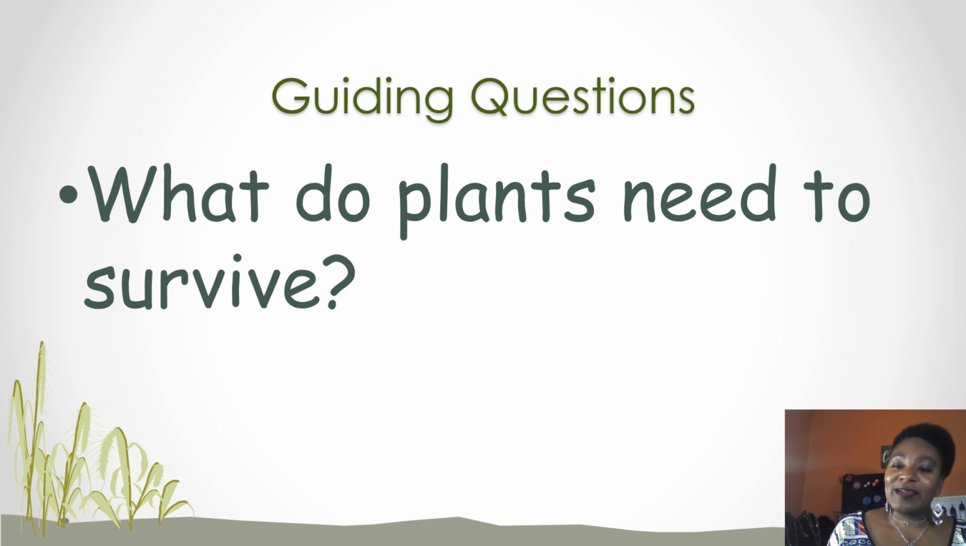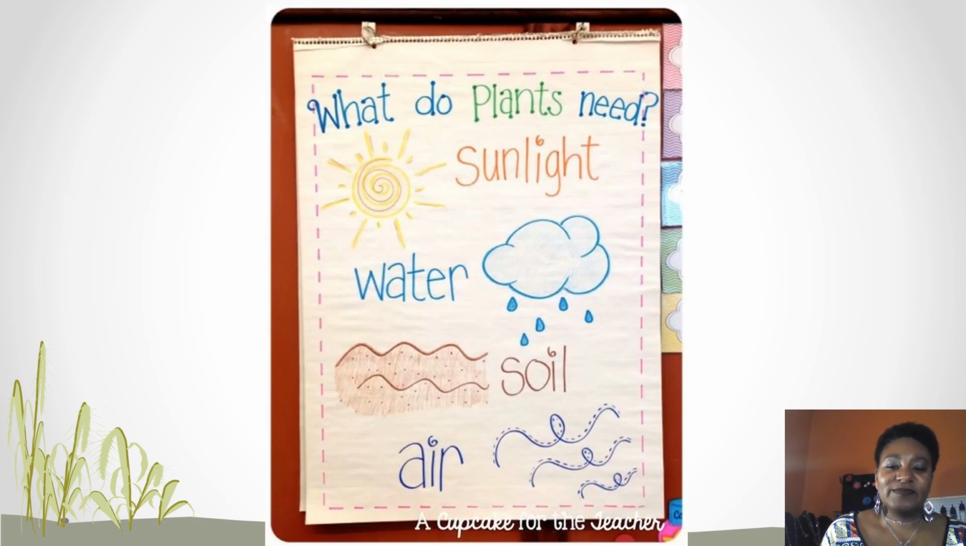So let's go back to our guiding question. Our guiding question was, what do plants need to survive? Can you answer that question now? Have I brought some things back to your memory that you've forgotten? What do plants need in order to survive? Here's a little hint just in case you forgot. Plants need sunlight, water, air, and soil in order to survive.